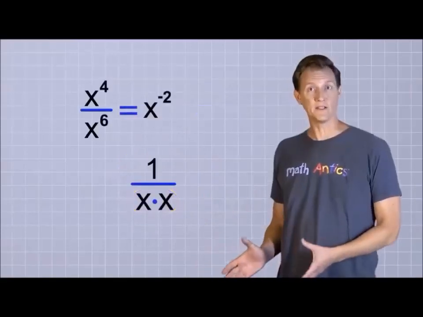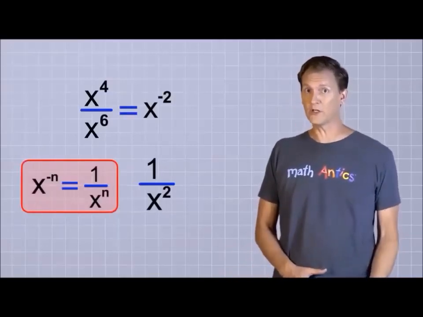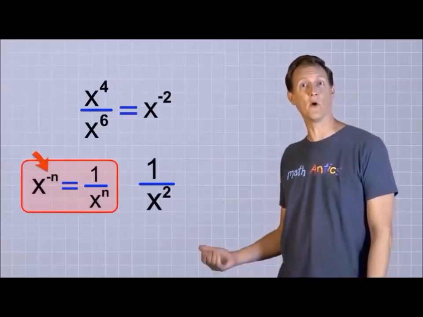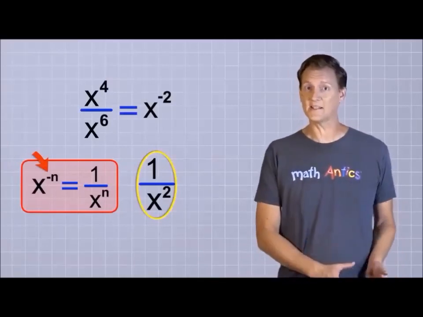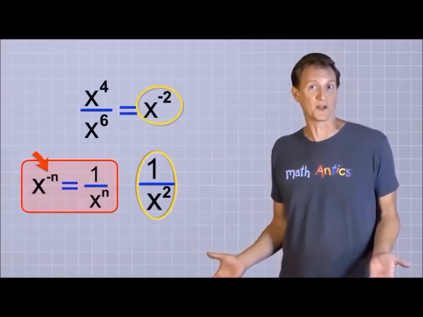If we recombine these 2 x's, we get 1 over x squared. And if you remember the law we learned earlier about negative exponents, you'll see that 1 over x squared is exactly the same as x to the power of negative 2. So these laws really do work.